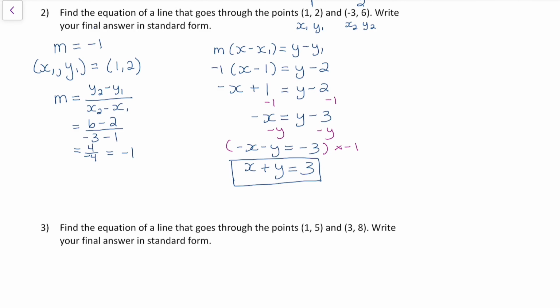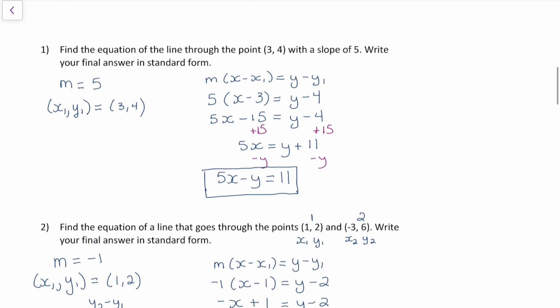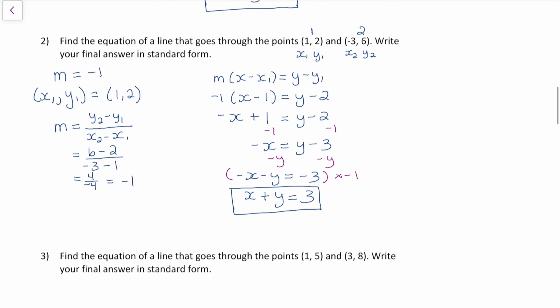And then I'm going to put that into point slope form and rearrange to get standard form. So once I have my slope and I have a point, the rest is the same, right? We put it into our point slope formula and rearrange for standard form. The change is that I needed to do a bit more detective work to figure out what my slope is.